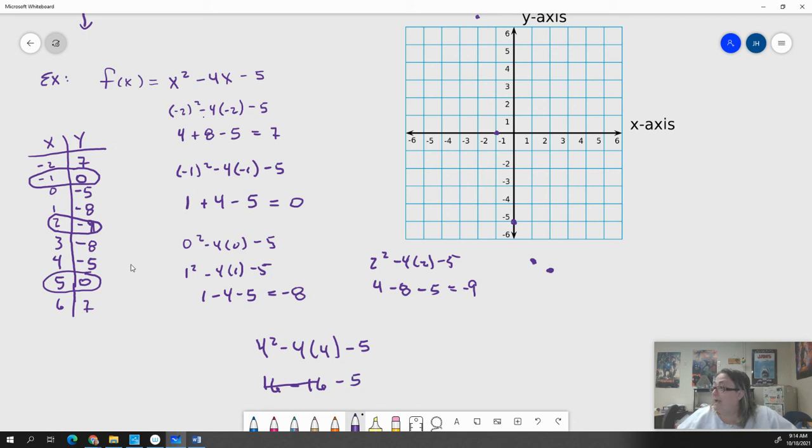At 3, we're back up at negative 8. Notice our y's are starting to match, right? At 4, we have a point at negative 5. At 5, we have a point way back up here at 0 again. And then at 6, we're back up again at 7. And these get connected. Notice that they don't make a V. They make like a smooth curve. That's what they call it, a smooth curve.